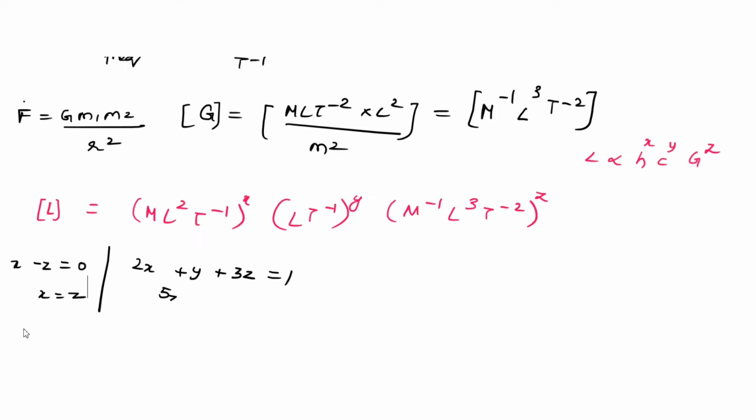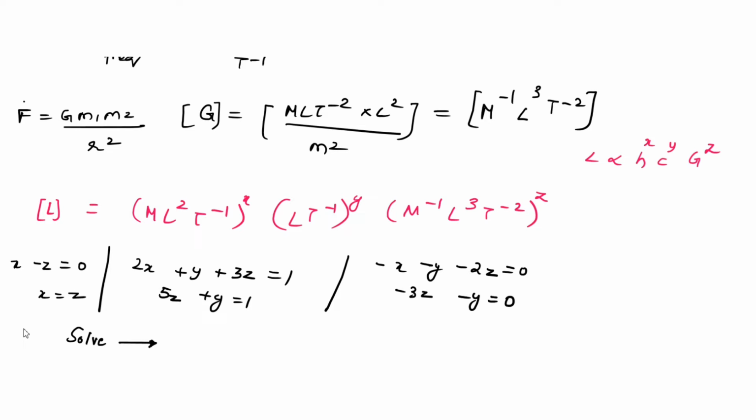Similarly, equate the powers of L. On the right hand side you have 2x plus y plus 3z is equal to 1, as the power of L on the left hand side is 1. So solving you get 5z plus y is equal to 1. Similarly for time, minus x minus y minus 2z is equal to 0, that is minus 3z minus y is equal to 0. So you get three equations on equating the powers of M, L and T on the left hand side and right hand side. What you should do is solve all these three equations.